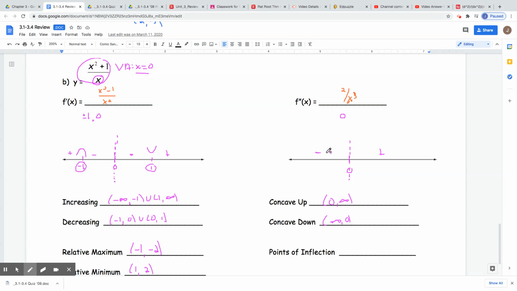Now, it changes at 0 from negative to positive. However, that is an asymptote. You can't have any points on an asymptote, so there are no points of inflection. Make sure you put a slash through it or write none, whatever it is. Don't just leave it blank, because then I won't think you know the answer.